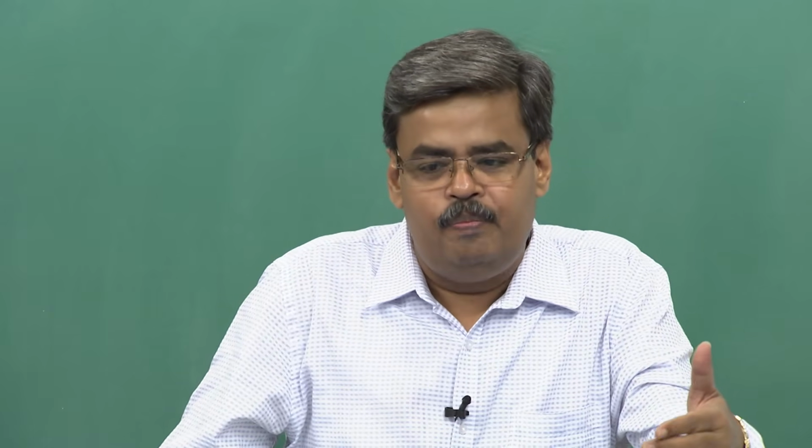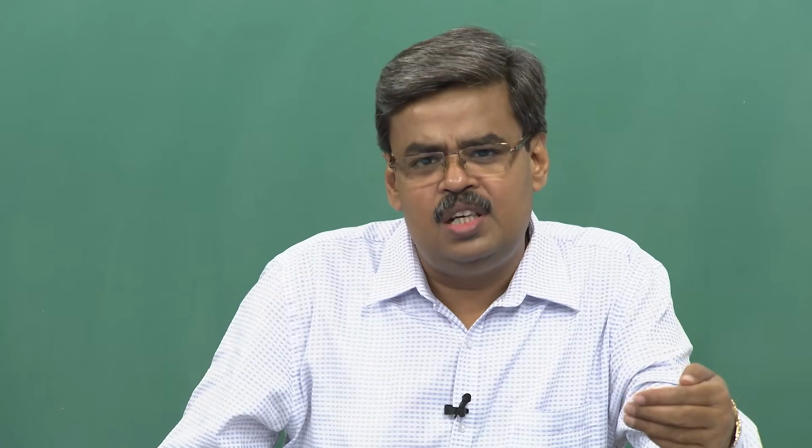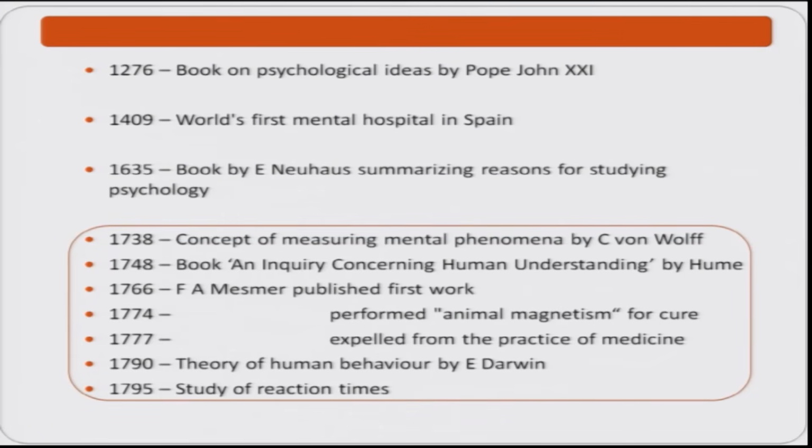And then there was a long gap, and you realize that initially the question was what the prominent ideas in psychology are, and then why one should study psychology, and then by the time you come to 1738, suddenly people started talking about mental phenomena and how to measure them. So, Wolf came forward with the concept of measuring mental phenomena, and in 1748 there was a book called An Inquiry Concerning Human Understanding by Hume, and all of you know Mesmer, his work and how much he influenced Sigmund Freud. So, 1766 was the time when Mesmer published his first work.